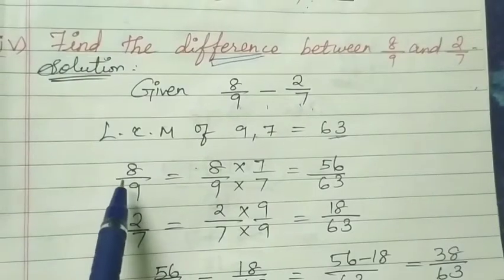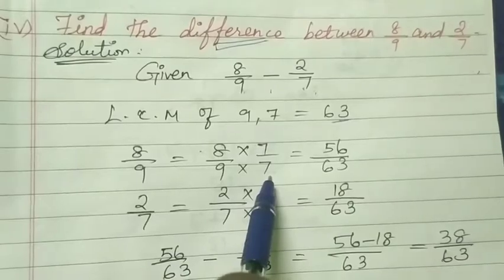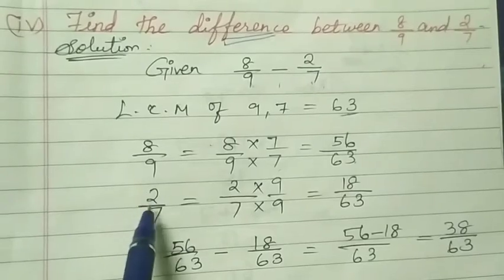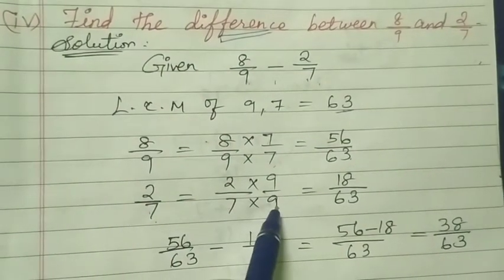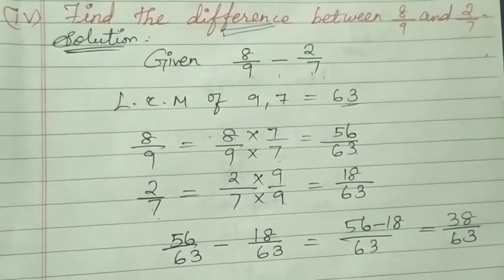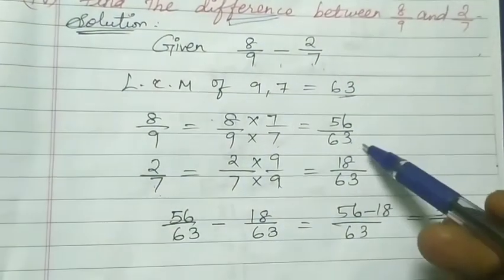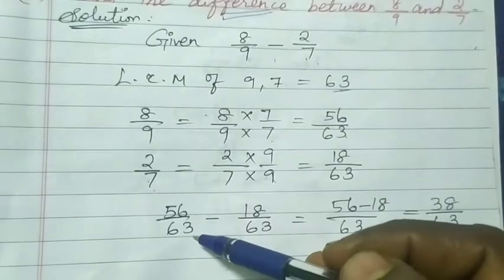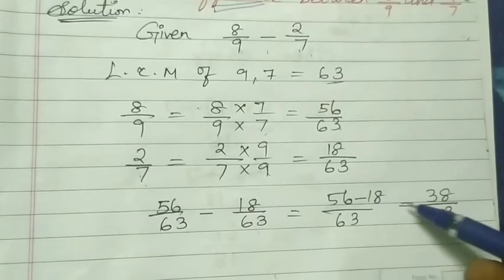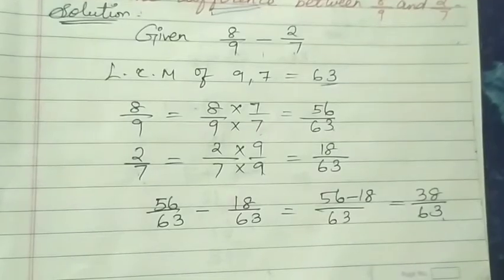First we take 8 by 9, equal to 8 by 9 into 7, since 9 is multiplied by 7. 9 7s are 63, 8 7s are 56. Next take the second number, 2 by 7. 7 is multiplied by 9, so 7 9s are 63, 2 9s are 18. Now the denominators are the same, so 56 by 63 minus 18 by 63. Therefore 56 minus 18 gives 38 by 63. That is the answer.